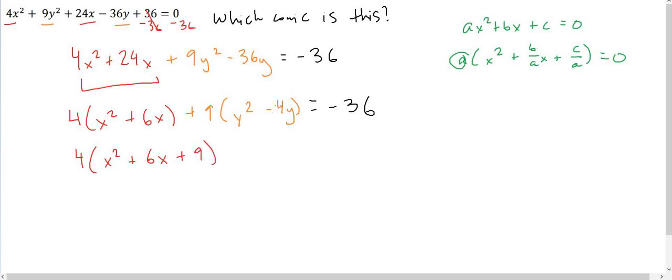And then for our y terms, we also have this 9. Now our leading term stays the same, and our second term stays the same, but to complete the square, we need this b over 2 squared and add it. So our b is a negative 4.